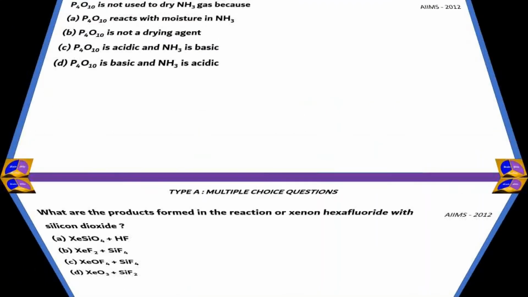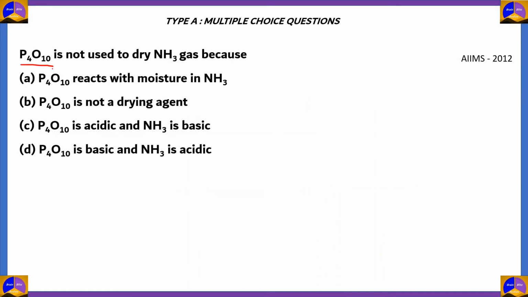Let's move on to this question. P4O10 is not used to dry NH3 gas because: A. P4O10 reacts with moisture in NH3. B. P4O10 is not a drying agent. C. P4O10 is acidic and NH3 is basic. D. P4O10 is basic and NH3 is acidic. So, why is P4O10 not used to dry NH3 gas?